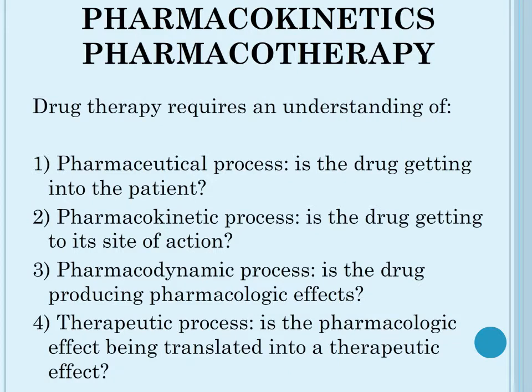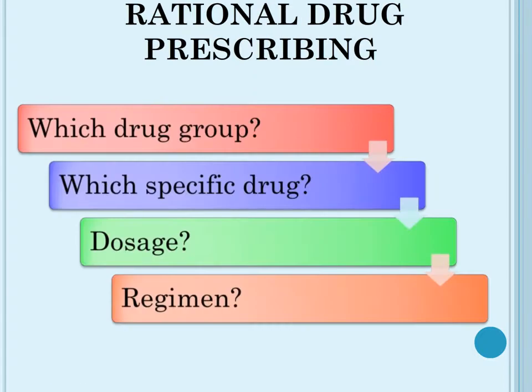Understanding pharmacotherapy for all practitioners requires understanding the pharmaceutical process. Is the drug getting into the patient? Compliance issues. Is the drug getting to its site of action? Underlying pathophysiology may impede this process. Is the drug producing pharmacological effects? Receptor downregulation, mutations, and desensitization may actually stop the effects of a drug. And are you getting therapeutic success? Is the pharmacological effect being translated into a therapeutic effect? Is the patient getting better?